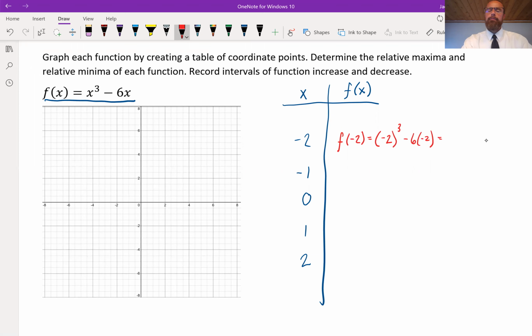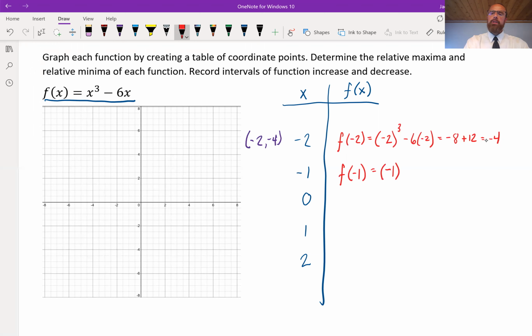-2 to the power of 3 is -2 times -2 times -2, which is -8. And then -6 times -2 is plus 12. And -8 plus 12 is -4. So we got a coordinate point here, -2, -4. We'll graph that in a moment. Let's collect our other points. So we'll keep on going with our manual evaluation.